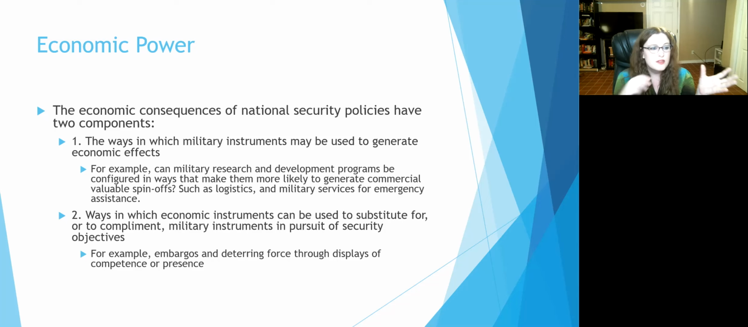Part two, the second half of what this subfield studies, is the ways in which economic instruments can be used to substitute or complement military instruments. For example, embargoes, deterring forces through displayed competence. It's the idea of having a military presence in South Korea when there is animosity with North Korea. It's the idea of having strategic outposts across the entire world at that point. There's actually this really interesting book.